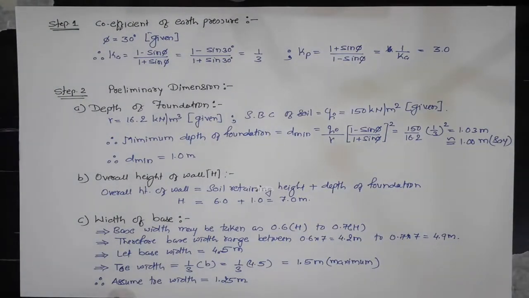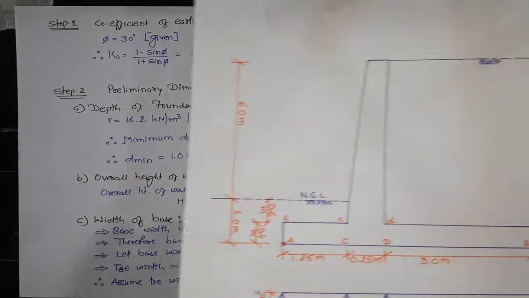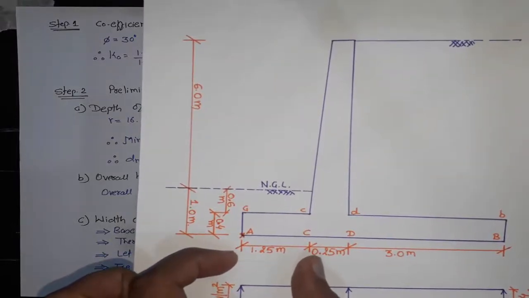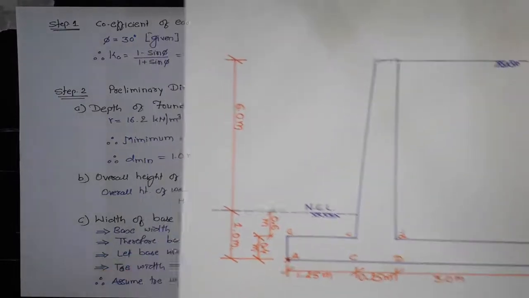Then toe width will be equal to 1/3 of B, that comes out to be 1.5 meter. This is a maximum toe width. Therefore, assume toe width as 1.25 meter. Hence, this is the toe width. A to C is the toe width, 1.25 meter.